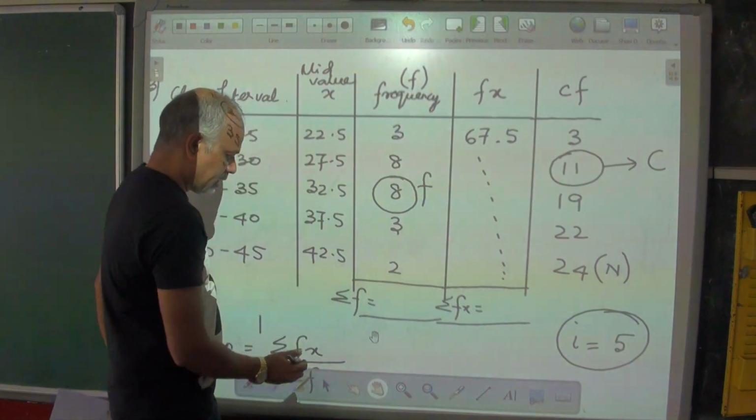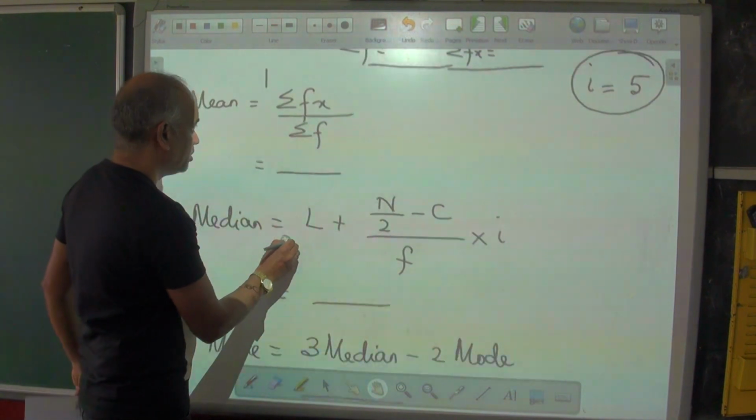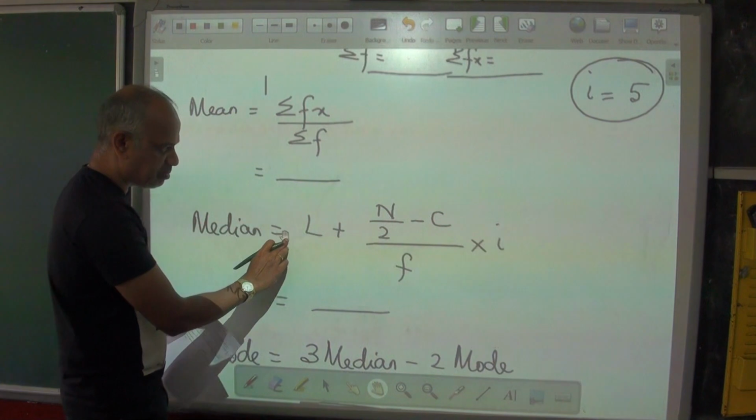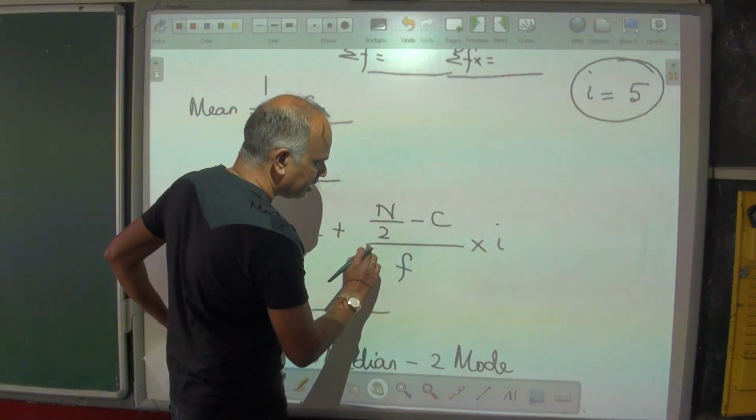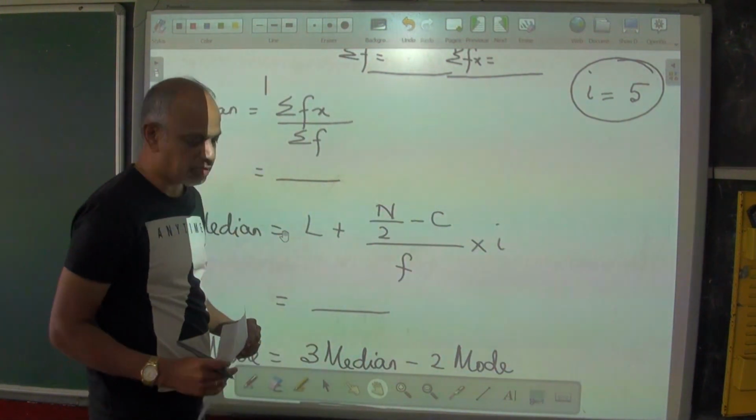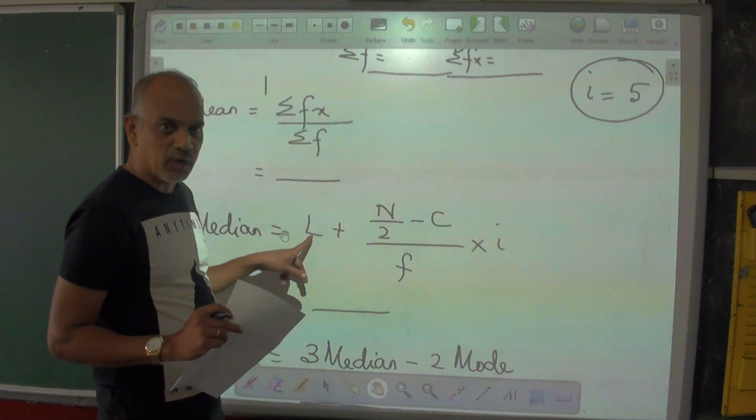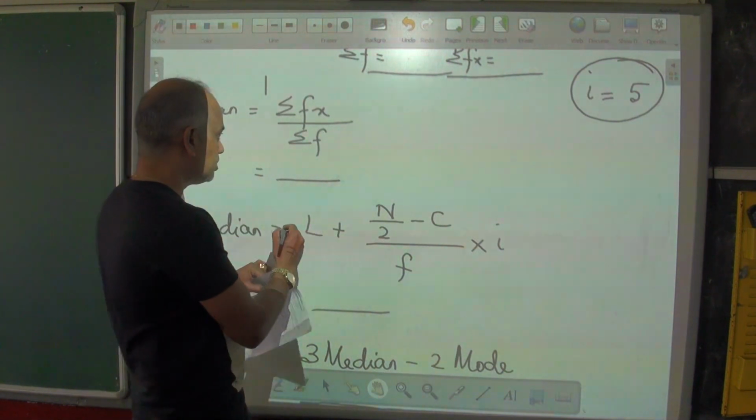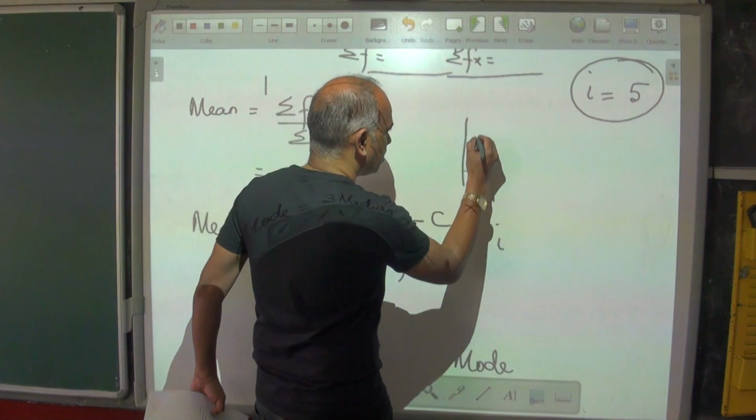Now, to find median, all these formulas are given in the question itself, so you have to use it. Median is given by this formula, L plus n by 2 minus C divided by F into I. So all these values you have to know. L is actually the lower limit of the median class. Now first you have to find something called the median class. I'm writing it beside.